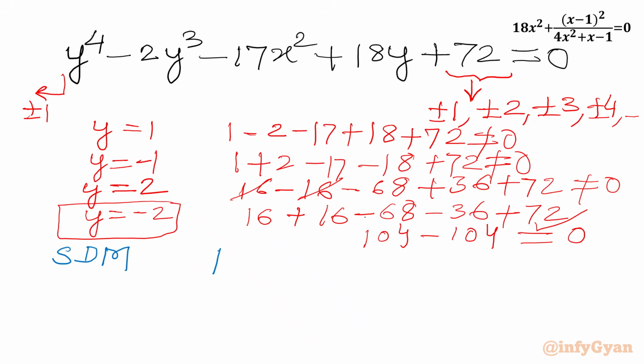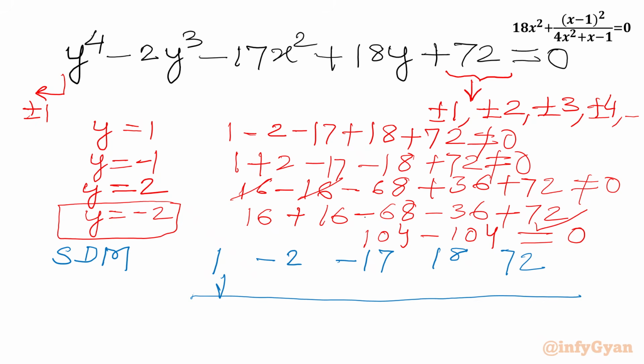Let me write the coefficient of y power 4, which is 1. Then we'll write the coefficients of y cube: minus 2, minus 17, 18 and 72. We'll put one line over here. Leading coefficient 1 would be as it is. Now we have to multiply our base solution with this leading coefficient. These two numbers will get multiplied and we will get the product minus 2, which we will write over here.